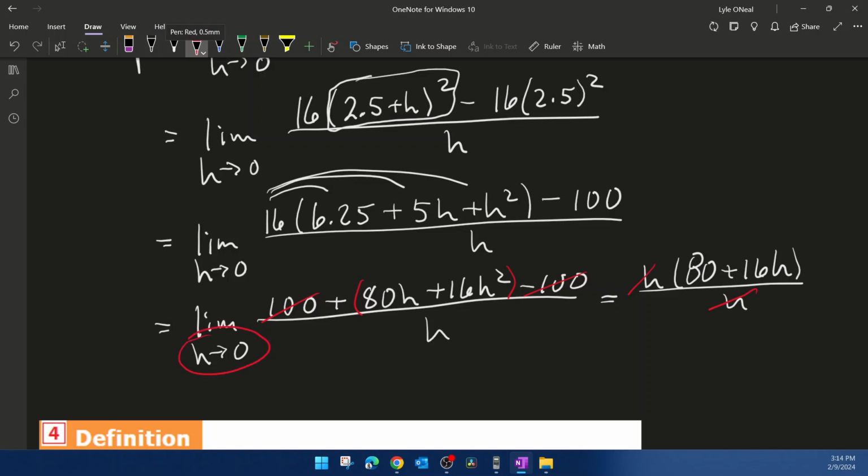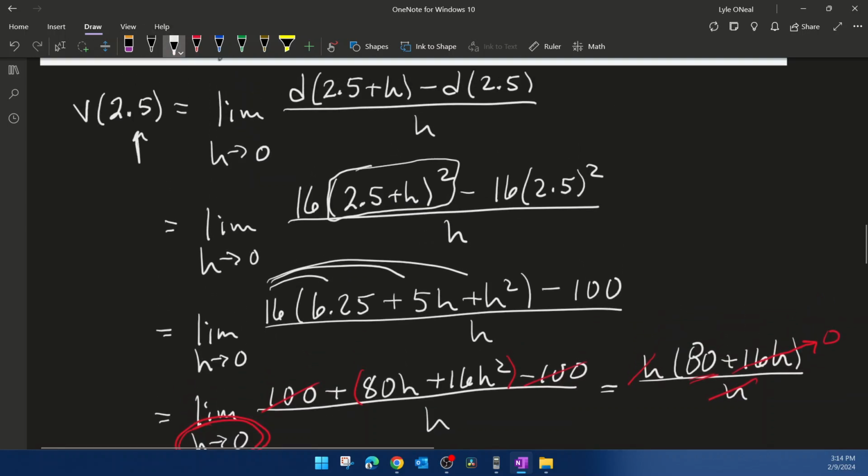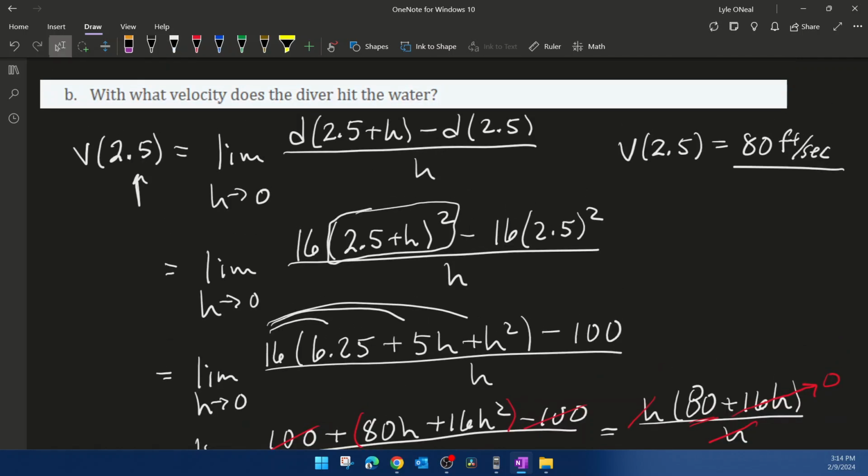And now that I'm not going to have an undefined situation, I can calculate this limit with evaluation. As h goes to 0, we can see we're going to be left with 80. So what did we actually find? The velocity after 2.5 seconds. The velocity when he hits the water is going to be 80 feet per second. That is the answer to this question.